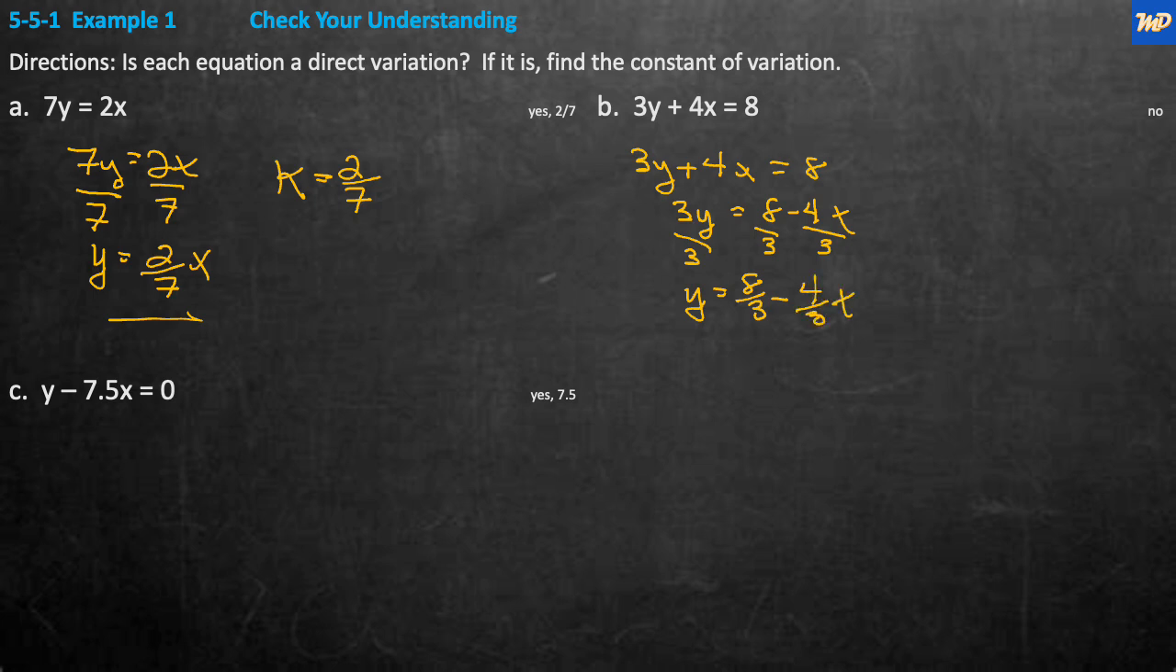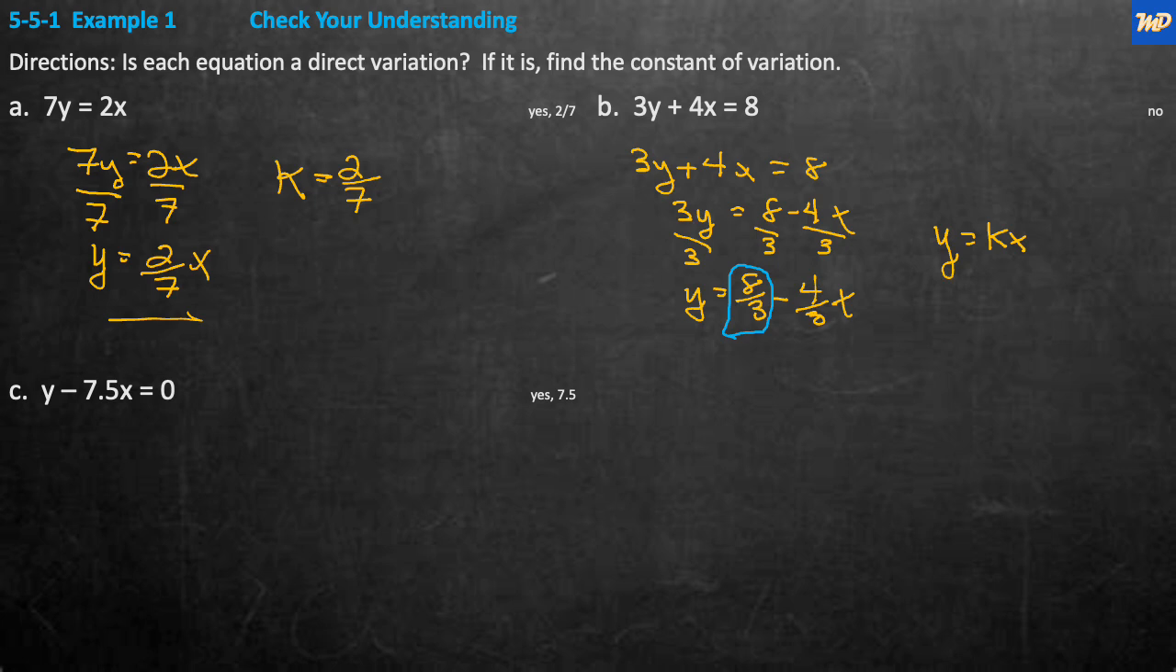So the answer is no, this is not a direct variation, because this piece right here, I'll circle it, means we're not in the form. And what's the form we're looking for? We're looking for y equals kx. Okay? How about this letter c?